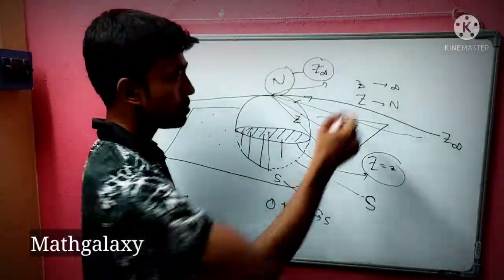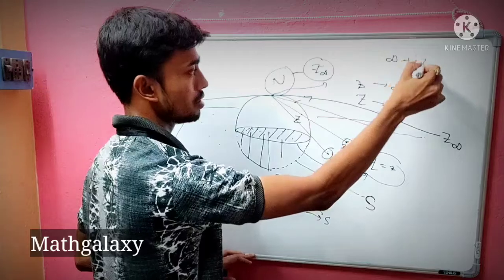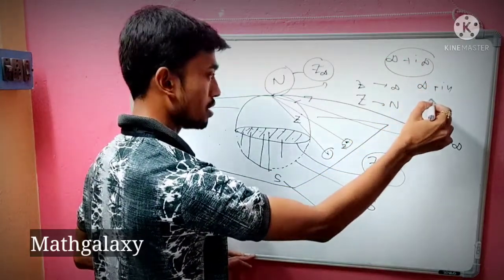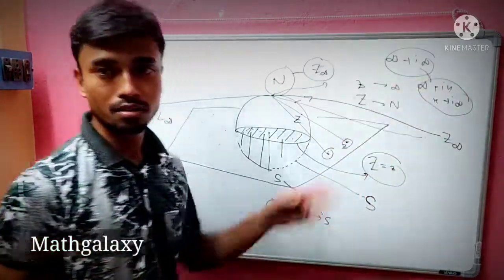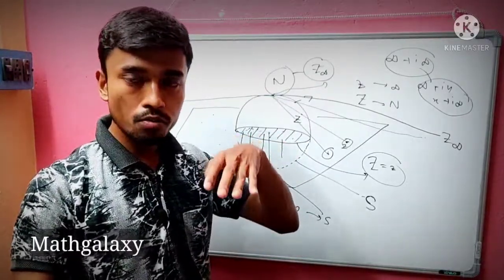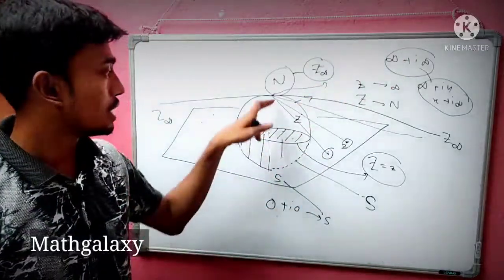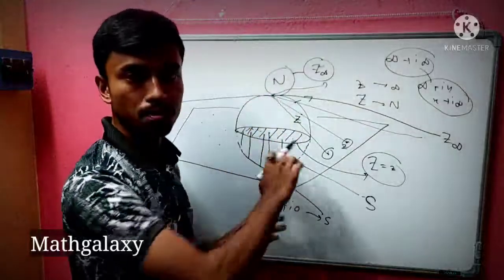And what is z infinity? Z infinity is nothing but infinity plus i infinity, or infinity plus i y, or x plus i infinity. These are all infinities. If one component goes to infinity, then the number goes to infinity. So N is the z infinity point, and the whole plane has been mapped to this sphere very beautifully.